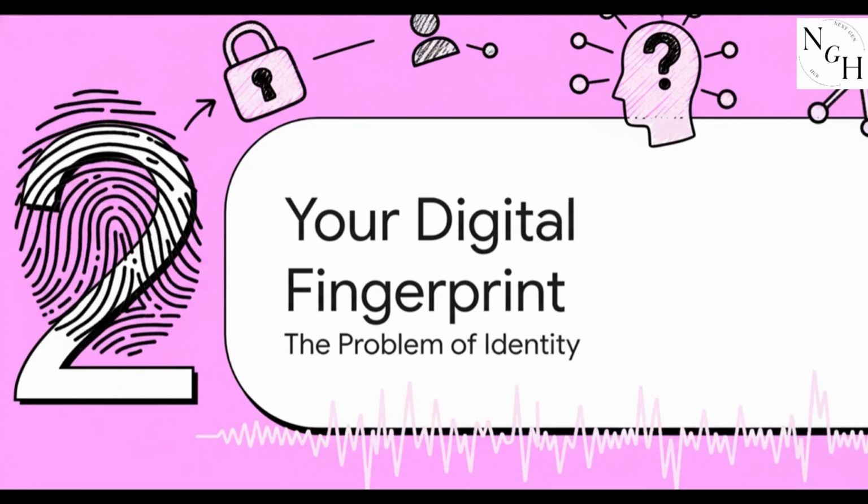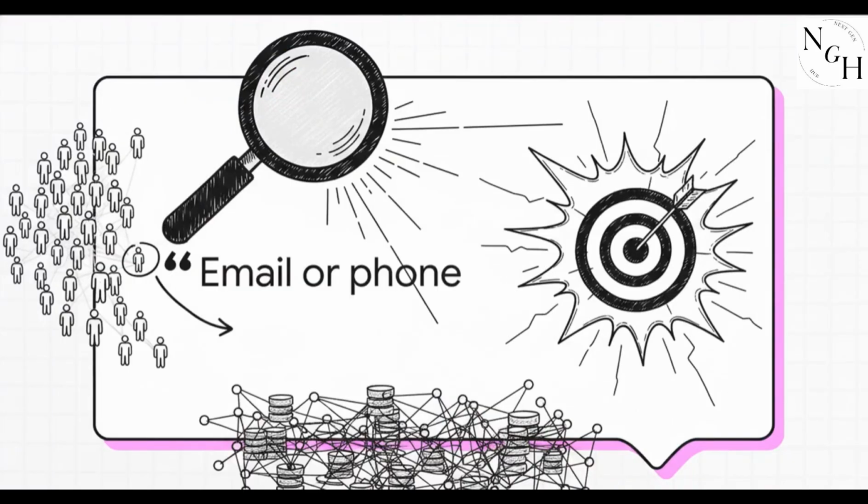Okay, so let's tackle the first giant problem this page solves: identity. How does the internet know that you are, well, you? I mean, just look at this one little box. This single field has the enormous job of picking you, one specific person, out of a crowd of billions, just based on an email or a phone number. The amount of pressure on this one little design element is just immense.